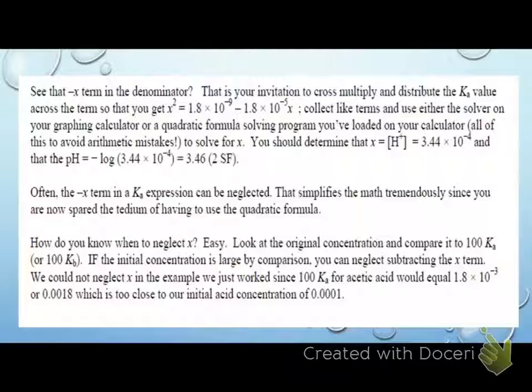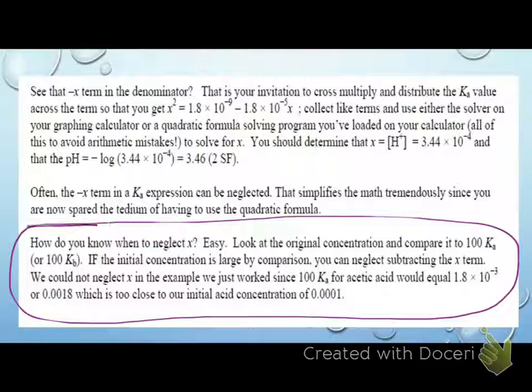Here is the best way to know how you can tell if you can neglect X or not. It has to do with your concentration, and you compare it to 100 times your Ka value. In this case, our Ka value for acetic acid is 1 times 10 to the negative 5. So 100 times that would be this, which is right here.